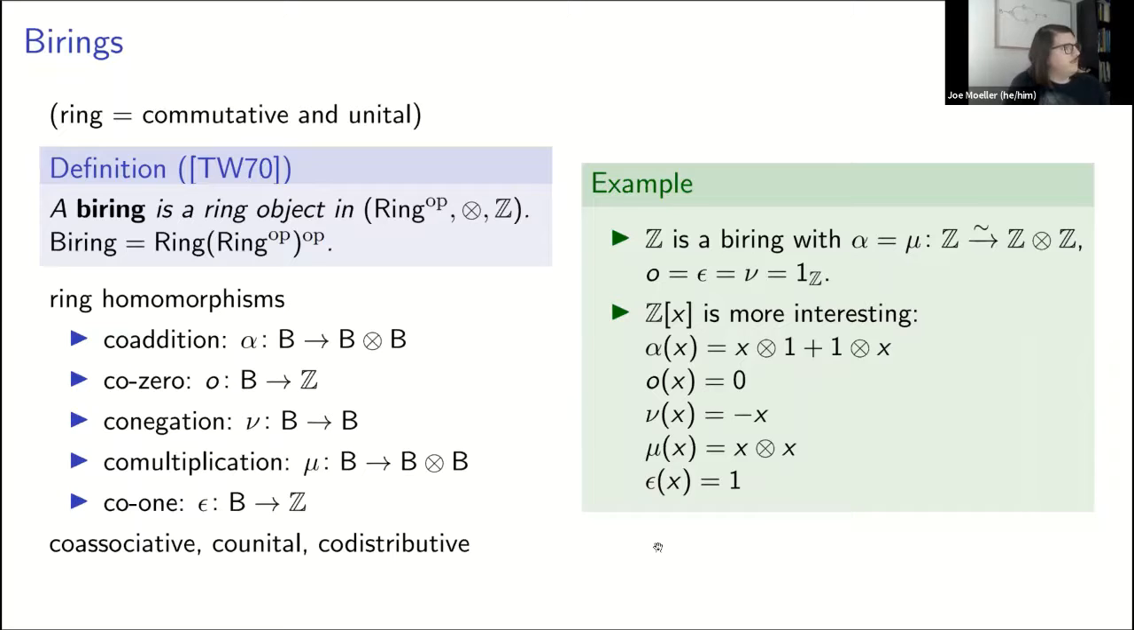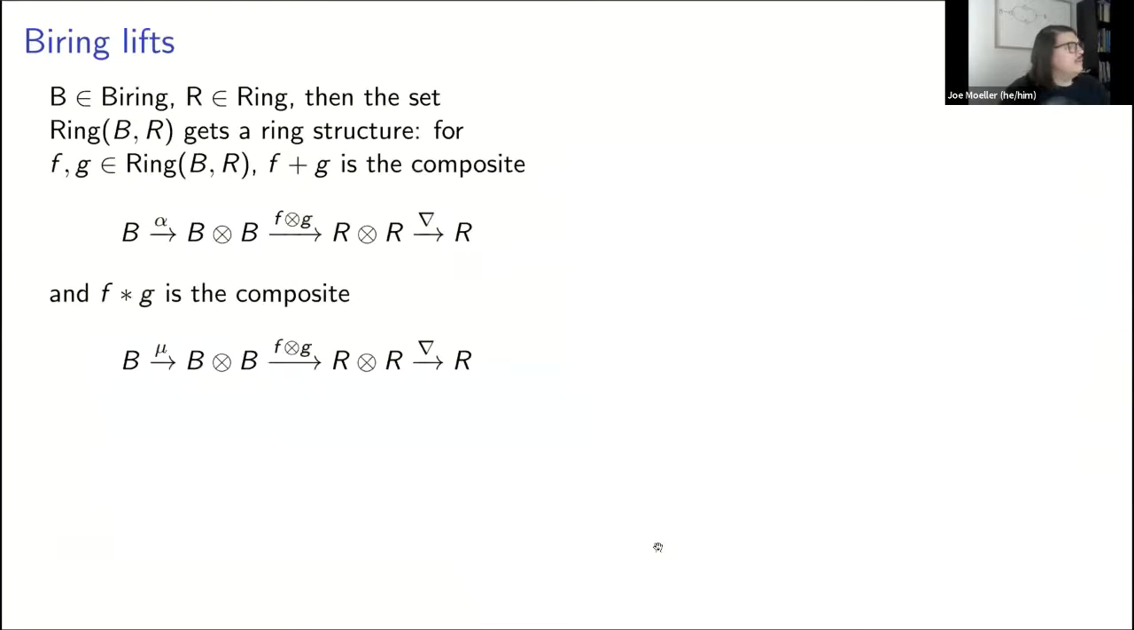But what can you do with a biring? You have this kind of structure on your ring. In general, the Hom set between two rings, the set of ring homomorphisms, doesn't get to be a ring with pointwise operations. You can try it out. If you try to add two ring homomorphisms, it's not going to be a ring homomorphism. But when your domain ring is a biring, this can be used to induce a ring structure on the Hom set. And this is how you do it.